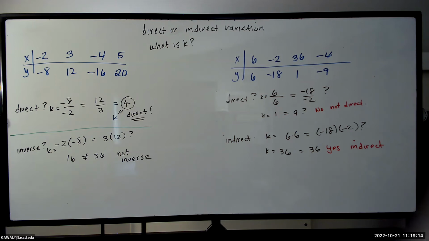So the covariance. Professor, sorry. Yes. I have a question about the last one. It's equal, so it's still indirect. Yes. When you multiply them and they're equal, it's indirect. When you divide them and they're equal, then they're direct. Okay, thank you.